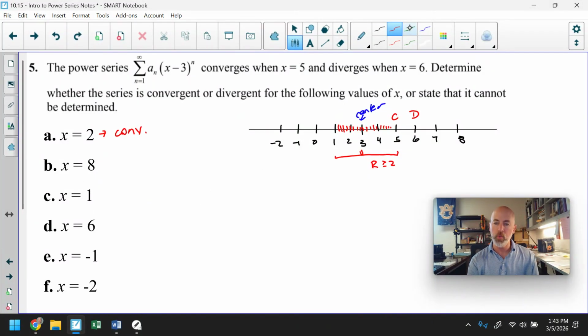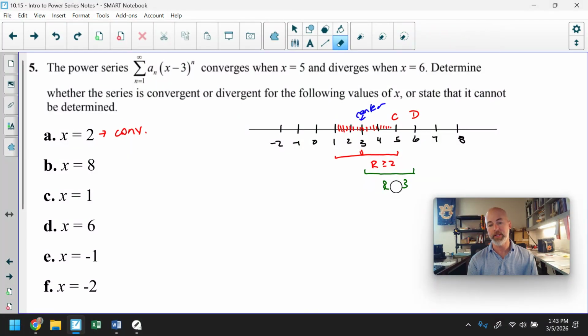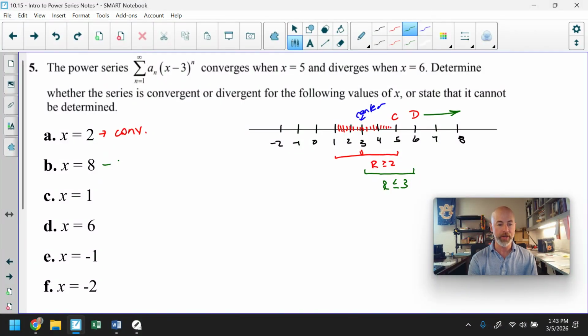We do know we're diverging at 6. And so if we start diverging at 6, maybe we converge all the way up to 6. Maybe we're still converging at 5.5 and 5.8 and 5.9. So it's possible that the radius is 3. So my radius is at most 3. And if I'm already diverging at 6, that means I know I'm diverging everywhere after 6. So we can go ahead and say that we know we're diverging at 8.